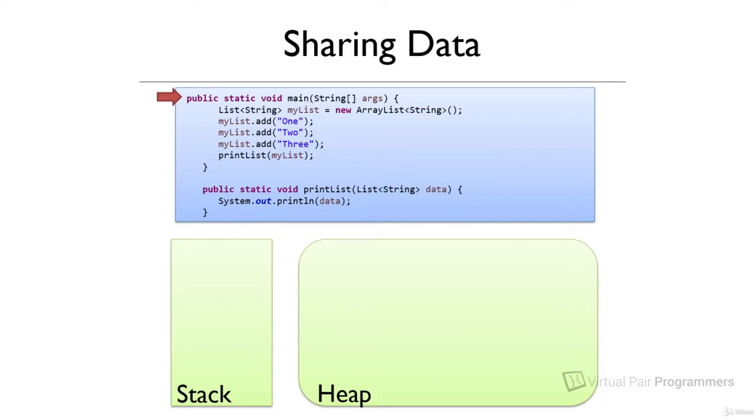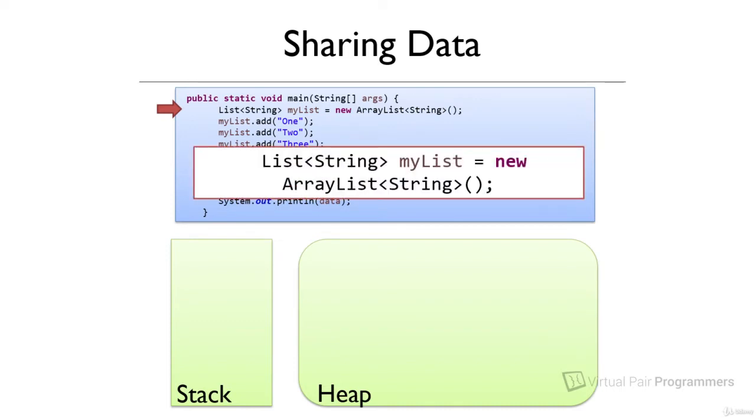Let's now run through and work out what gets created on the stack and heap as each line of our code runs. So the first line of code is going to create the list object. The new keyword in this line means find some free space on the heap large enough to store this object, and then we'll reference this new object from the local variable called myList.